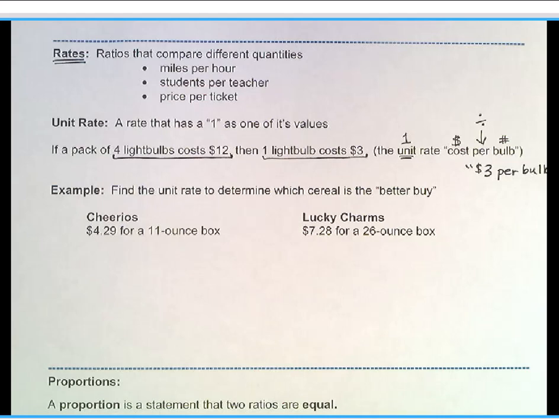So we're going to talk about how to figure out which cereal is the better buy in the next example. And if you look in the store, a lot of times they'll tell you the price of the box of cereal, but they will also break it down on the sticker and tell you the unit price. And if you've never noticed that before, I encourage you to look next time you're in the grocery store. But if they don't have that on the sticker, you can figure it out this way. And it's not terribly complicated. So we're going to find the unit rate to figure out what cereal is the better buy.